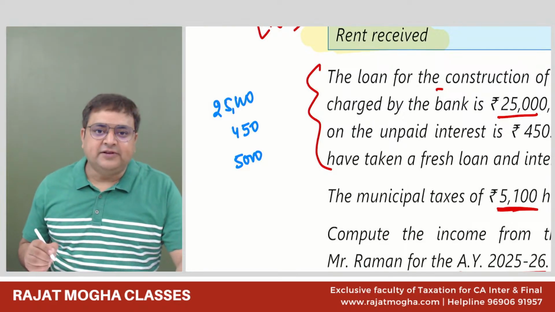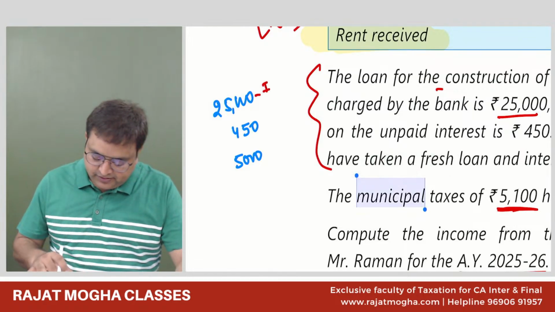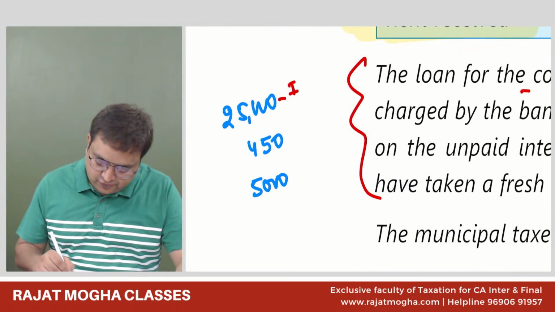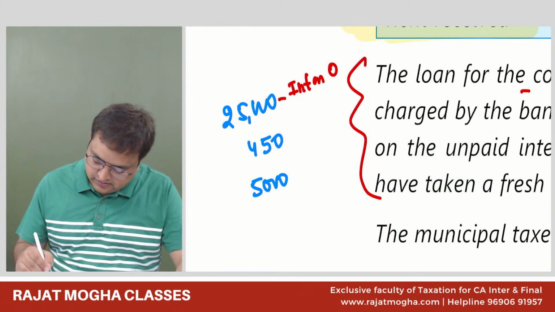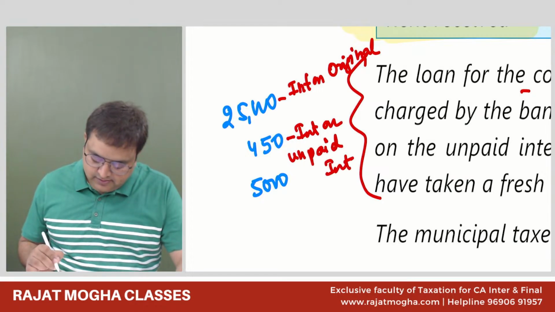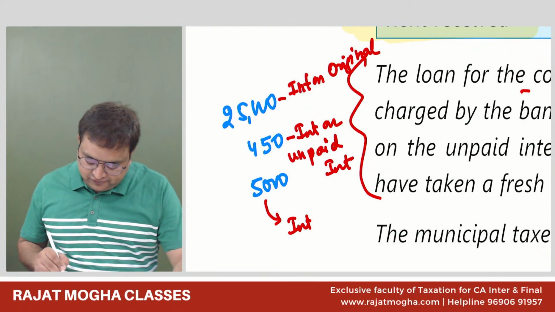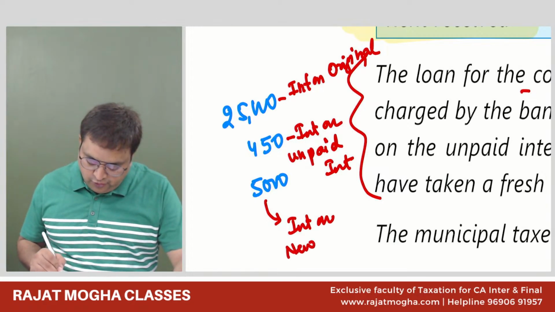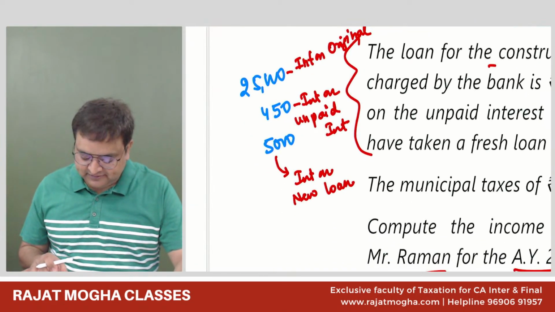25,000 rupees is the interest on the original loan. 450 is the interest on unpaid interest, and 5,000 is the interest on the new loan which we have taken to repay the old loan. Everybody okay with this? I'm again repeating.